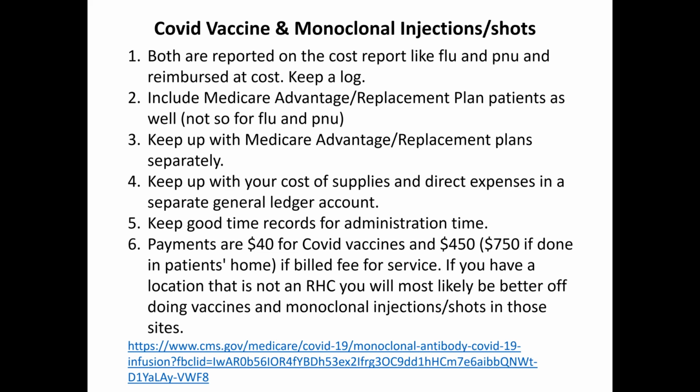And then do time studies. Keep up with your times, because these monoclonal antibody injections will take anywhere between 75 minutes and maybe 2.5 hours. It takes about an hour to do the infusion, and then about 75 minutes or so to watch over that patient. So at a minimum, you're talking about 2 hours and 15 minutes or so of time for one of those. So keep that in mind.